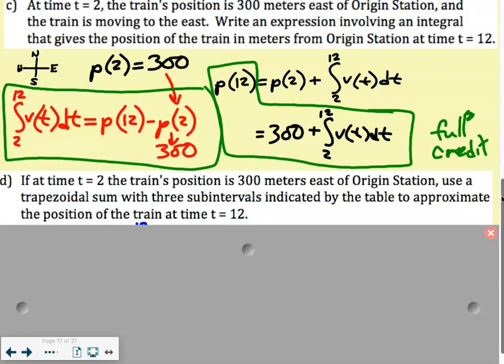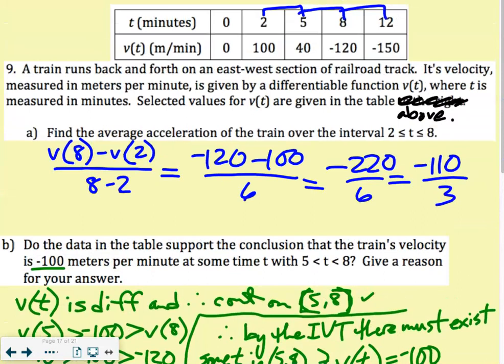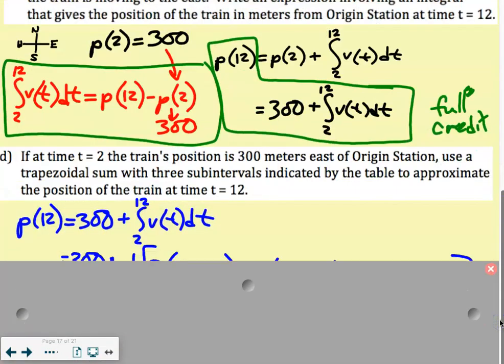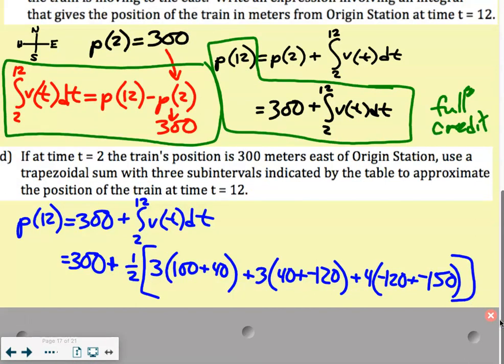Be careful. Let's look at the table. We're going from 2 to 12. Are the intervals equally spaced? No. The first width is 3. The second width is 3. The third width is 4. You had to do each trapezoid separately. So you can pull the half out, right? So there's the 300 plus. Pull the half out, and then this is me just showing the setup: 3 times the sum of the heights, plus 3 times the sum of the heights, plus 4 times the sum of the heights. And then you add it all together.